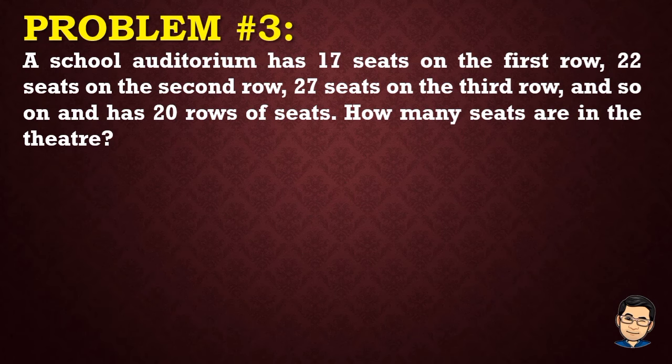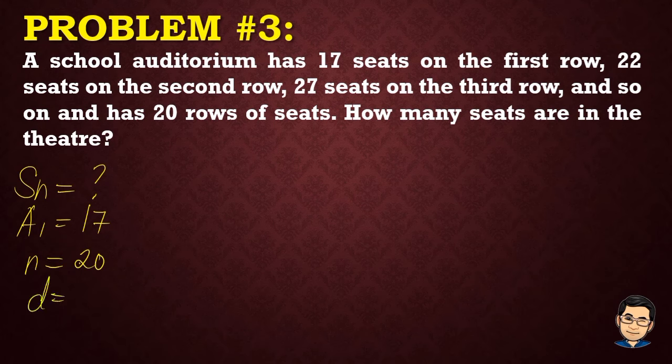So, applying the formula for the sum of the terms of an arithmetic sequence, S sub n, that is the unknown. So, identify muna natin yung given. And then a sub 1, that is 17. And then n, that is 20. What about d? So, yung d, sinabi ko kanina, 5. So, isusubtract natin yung 17 sa 22. That is 5. Now, applying the formula, S sub n is equal to n over 2 times the quantity 2a sub 1 plus the quantity n minus 1 times d.